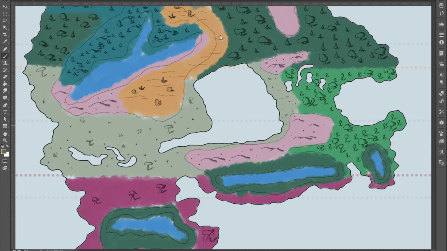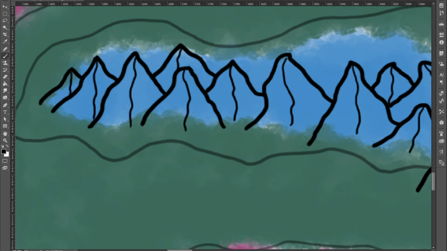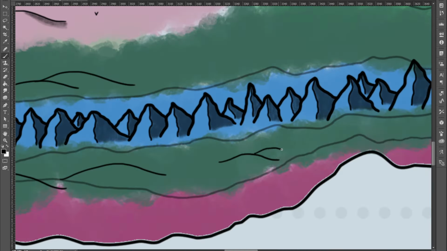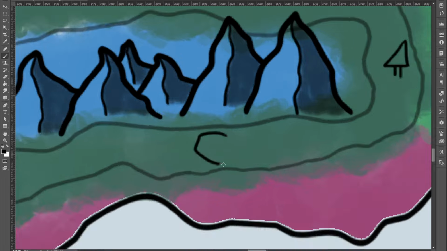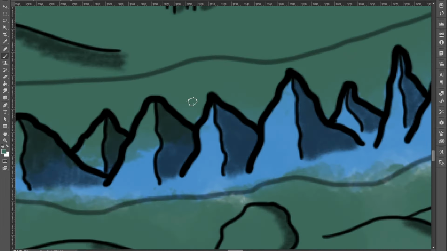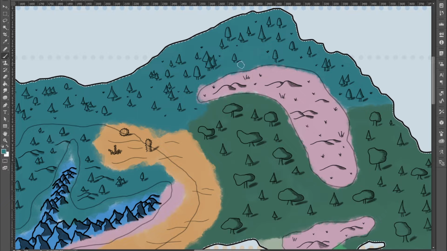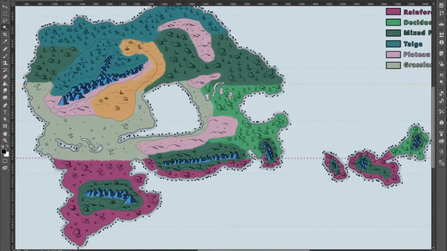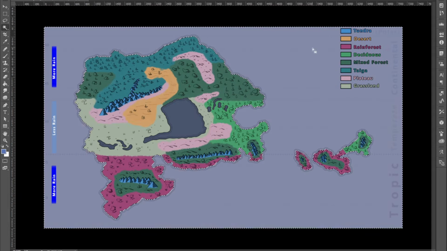To finish up, I'm going to add a few more bits of detail, clean up our biome shading, and add some contours to our coastline. And with that, we have injected some life into our continent. We know our general patterns of climate and biota, have created some geographical regions, and have set the stage perfectly for civilization to emerge.